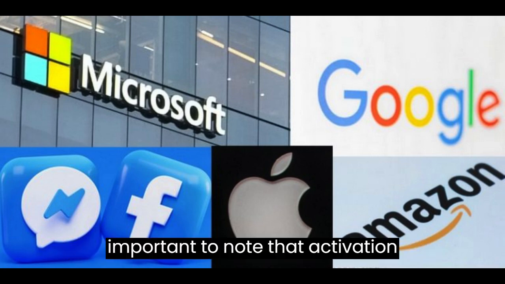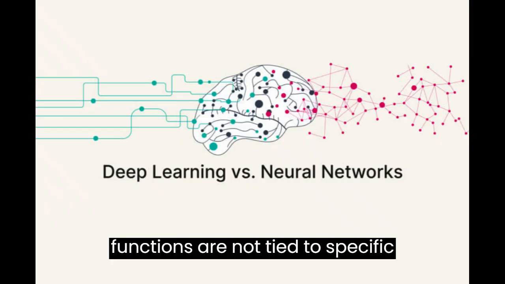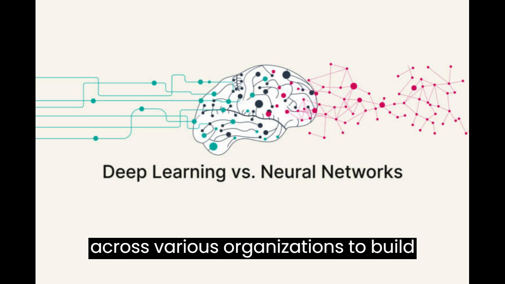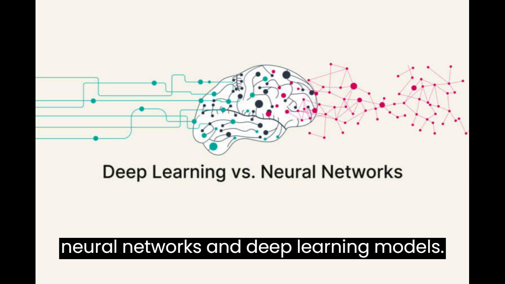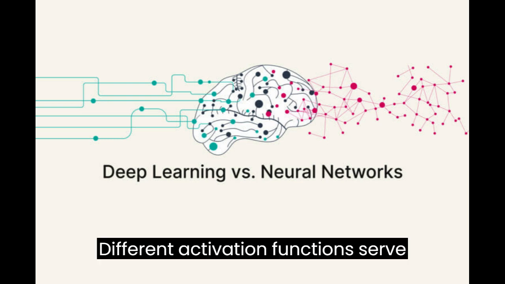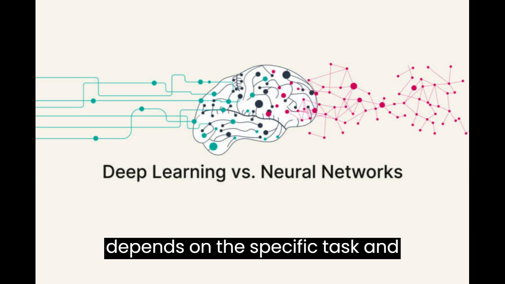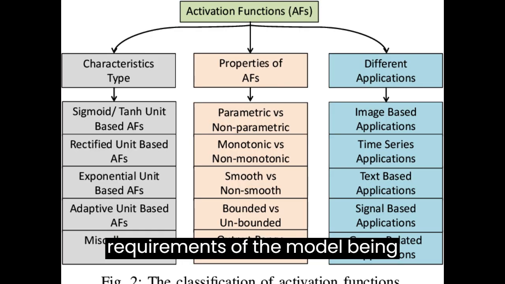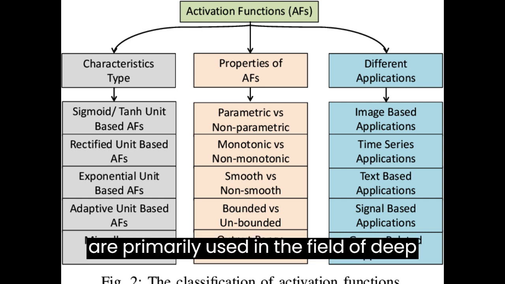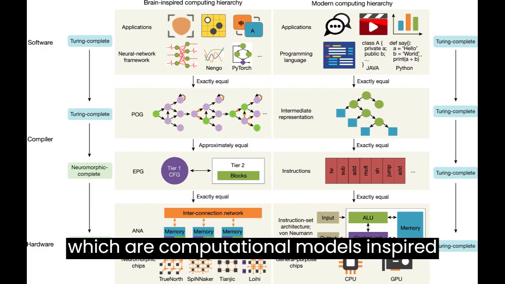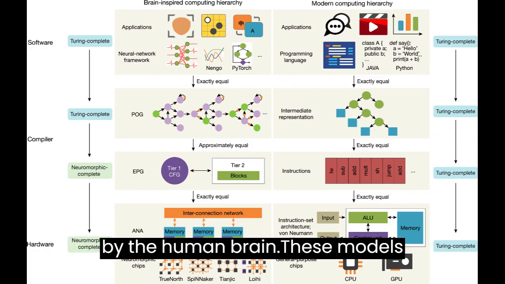It's important to note that activation functions are not tied to specific companies but rather used by researchers, developers, and engineers across various organizations to build neural networks and deep learning models. Different activation functions serve different purposes, and their usage depends on the specific task and requirements of the model being developed. Activation functions are primarily used in the field of deep learning and artificial neural networks, which are computational models inspired by the human brain.